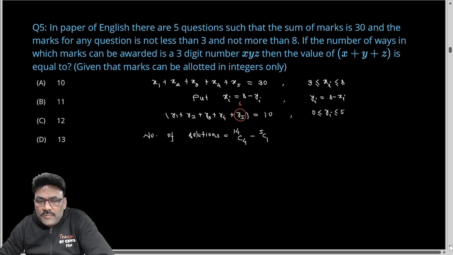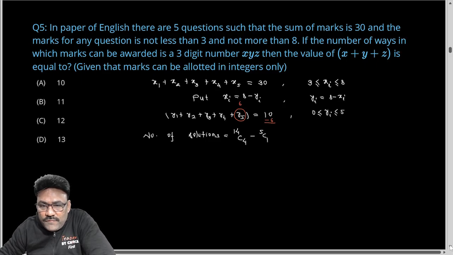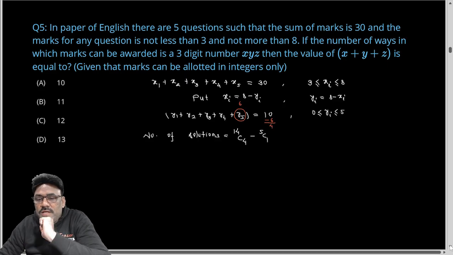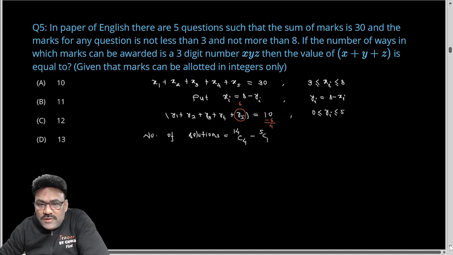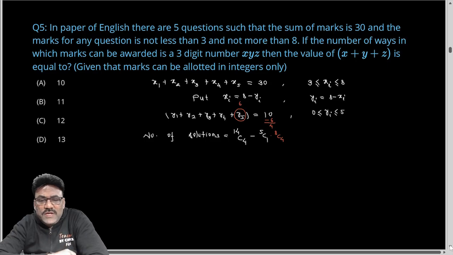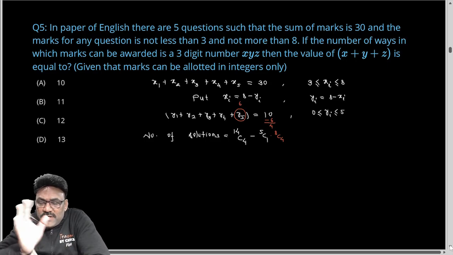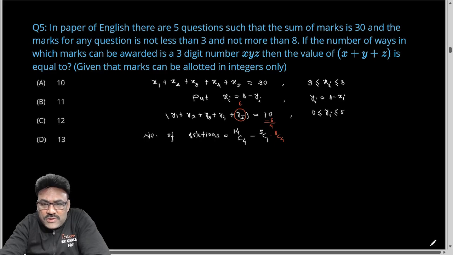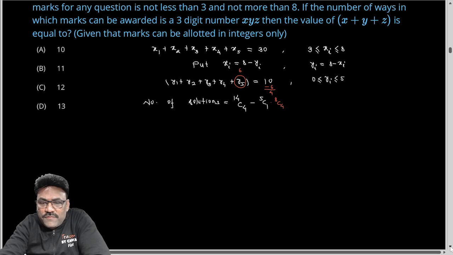That means 6 objects are already given to y5, so I'm left with 10 minus 6, only 4 objects. These 4 objects are further distributed among these 5 persons. So now n is 4, r is 5, and n plus r minus 1 C r minus 1 gives 8C4. So 5C1 into 8C4 is the number of cases when one of the variables exceeded 5. That's why these cases are excluded. So now just calculate 14C4 minus 5C1 into 8C4.